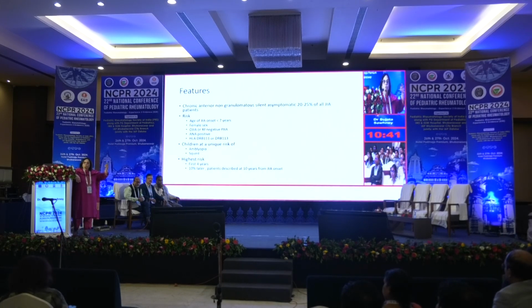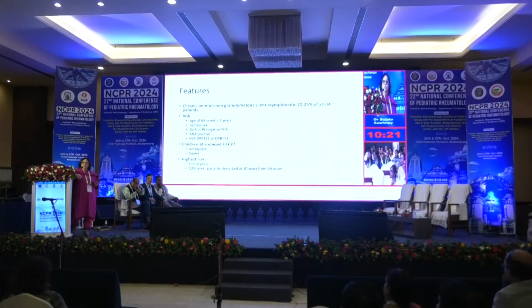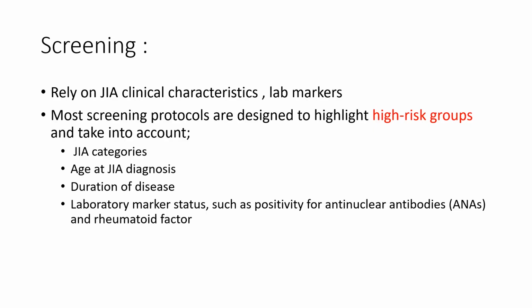And the longer you go from the diagnosis of arthritis, the less at risk you are of developing new onset uveitis. So these are all very, very important things to note. The highest risk is in the first 4 years, when 10% of children will develop uveitis, and there are case reports in the literature of uveitis developing for the first time even after 10 years.